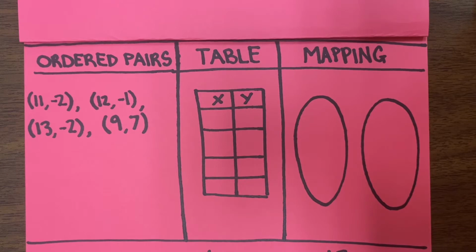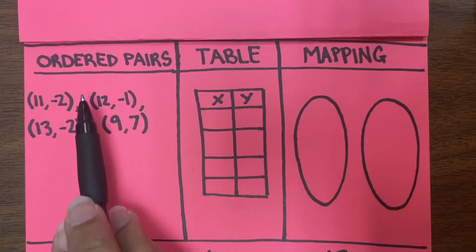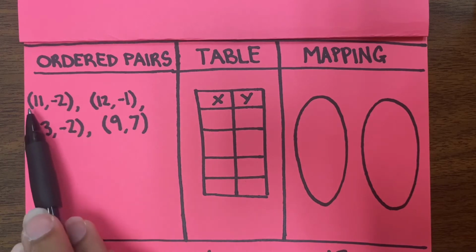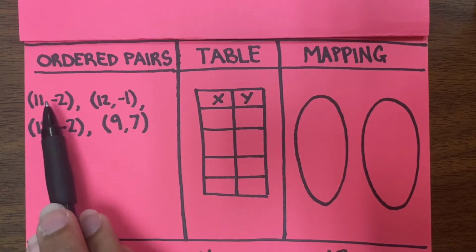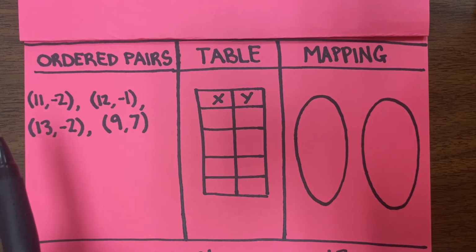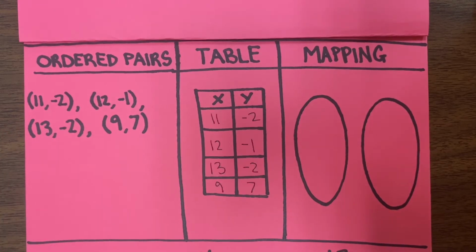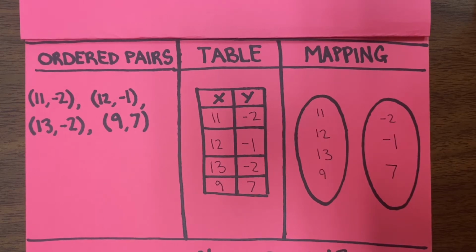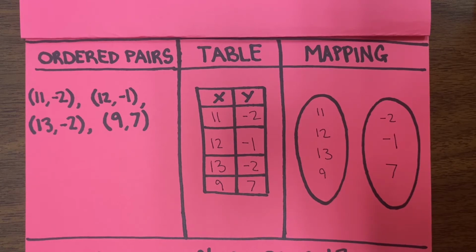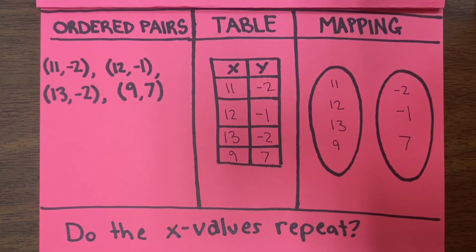Relations can be written in a number of ways. Right here, we're given a set of ordered pairs, meaning the coordinates basically. So x comma y, these are ordered pairs. Sometimes we'll be given ordered pairs written like this, sometimes like this, or sometimes like this. And the question that we are asking ourselves is, do the x values repeat? In order to be a function, none of the x values can repeat. The y values can repeat all they want, but the x values cannot repeat.